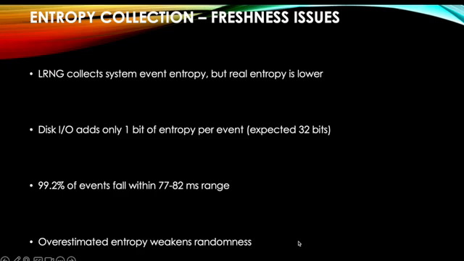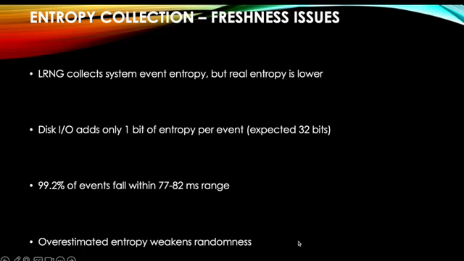The key part of LRNG is the collection of entropy from system events, but the researchers found that the actual entropy is much lower than expected. For example, in an experiment measuring disk I/O events, they found that the system added about 1 bit of entropy per event, despite collecting 32-bit data. This means LRNG overestimates its entropy, which can weaken its security.